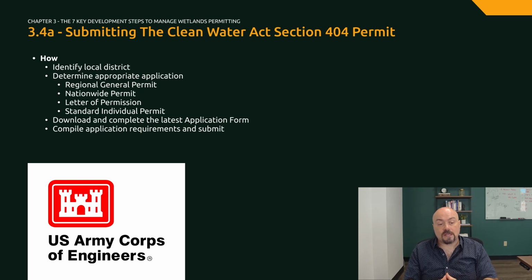You will need to first identify your local district and then determine the appropriate permit to apply for. The options include a regional general permit, nationwide permit, letter of permission, or standard permit. Once you have selected the appropriate permit for your project, you will need to download the correct form and compile the application requirements before submitting.